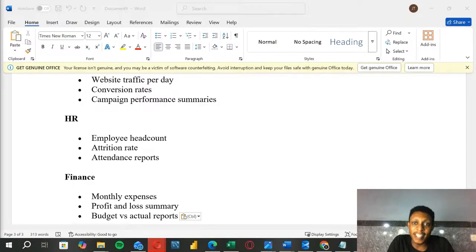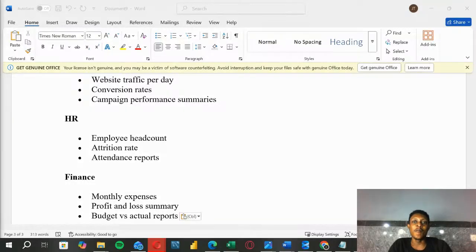So, key skills you must develop at this stage. If you're going into it, don't skip these skills. Number one is data cleaning. Learn how to clean your data properly: remove duplicates, fix missing data, ensure correct data types. Bad data equals bad reports. If your data is bad, your report is also bad. You can't bring bad data and produce a good report.